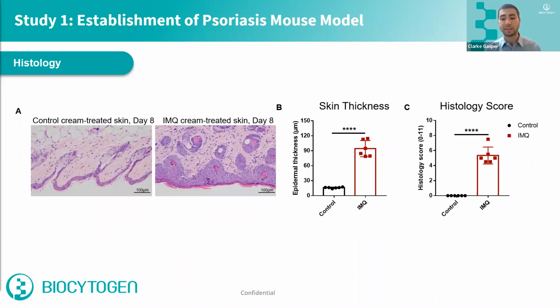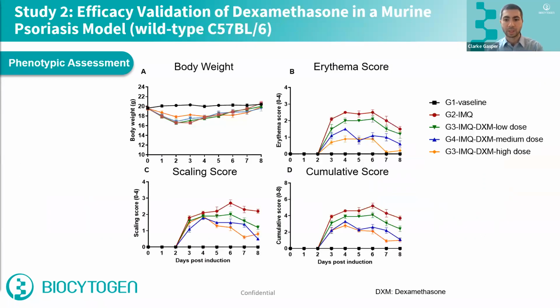Histology analysis indicates that Imiquimod induces keratinocyte proliferation and infiltration of inflammatory cells. And so these results increased epidermal thickness and skin lesions. And so taken together, these results indicate Imiquimod can induce a psoriasis phenotype in these mice. Next, we examined the potential efficacy, again, of dexamethasone on improving the psoriasis phenotypes.